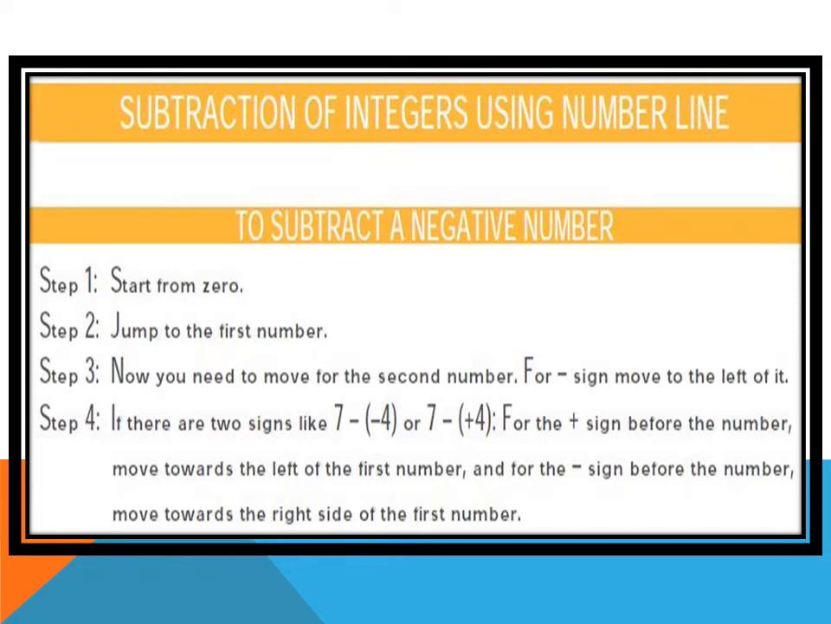Let us also discuss subtraction of integers. Step 1, start from 0. Step 2, jump to the first number. Step 3, now you need to move to the second number. For a negative sign, move to the left. Step 4, if there are two signs like 7 minus minus 4 or 7 minus plus 4, for the plus sign before the number, move towards the left of the number, and for the negative sign before the number, move towards the right of the first number.